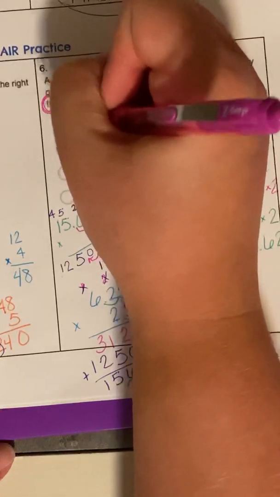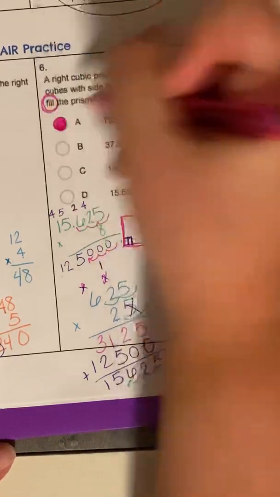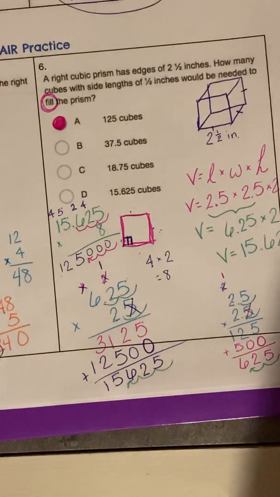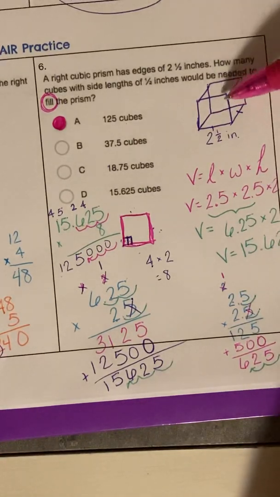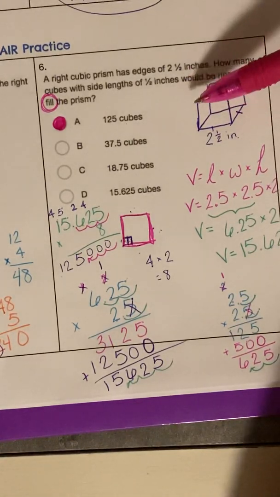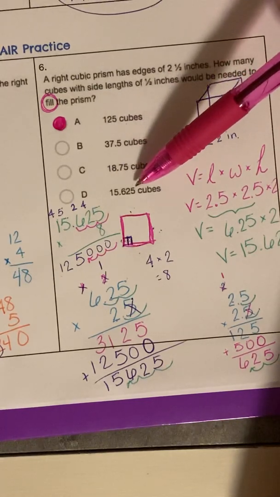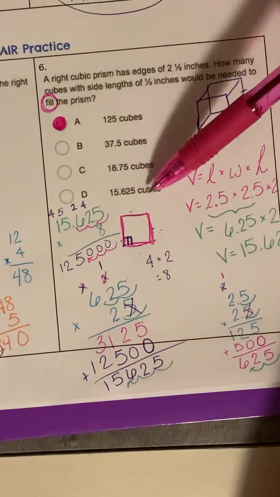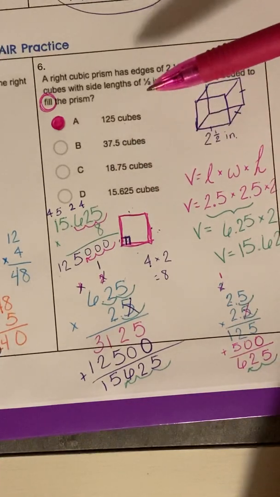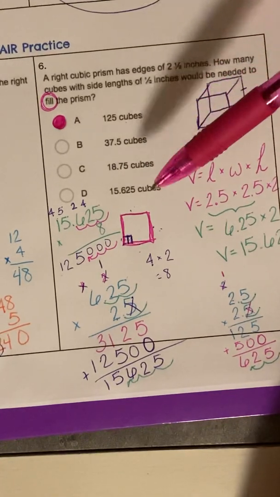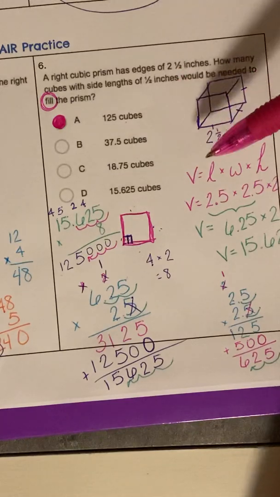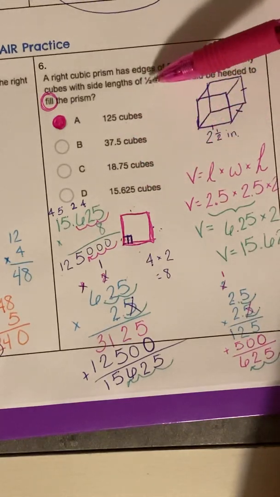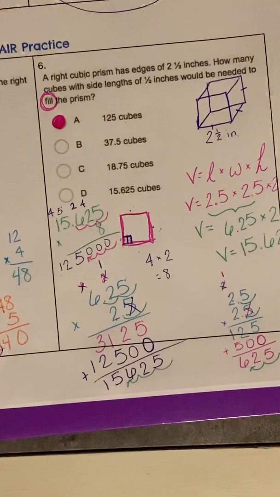So our answer is going to be A. If it asked for the volume of the cube alone, then it would be 15 and 625 thousandths cubes, or 15.625 cubes. However, first of all, we're not gonna need that small of cubes. When you have a half, you need more cubes. All right, let's take a look at number 7.